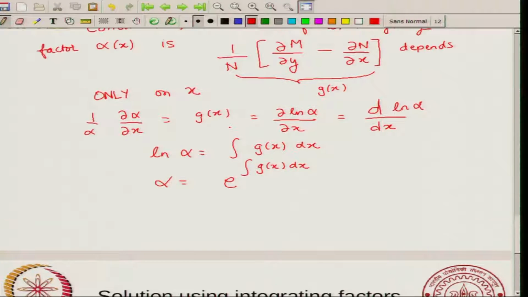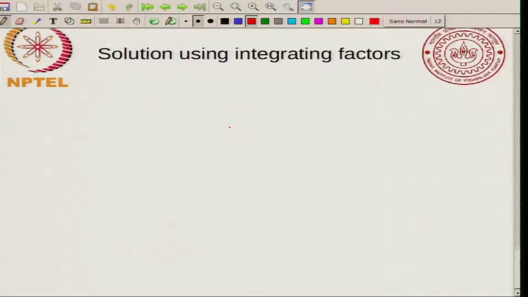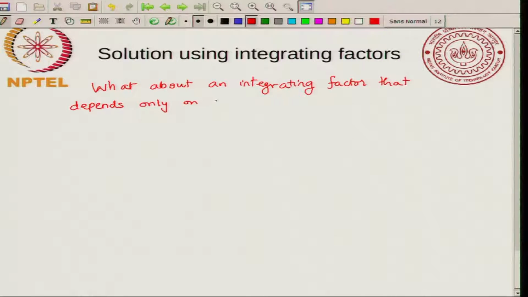Okay. So, now we can do the same thing, we can ask can we find an integrating factor that depends only on y. So, what about an integrating factor that depends only on y? Let me call this beta of y. So, beta of y is an integrating factor that depends only on y, that is independent of x. Okay, so we can do exactly the same thing. So, what you have is beta of y m of x y dx plus beta of y n of x y dy is exact.